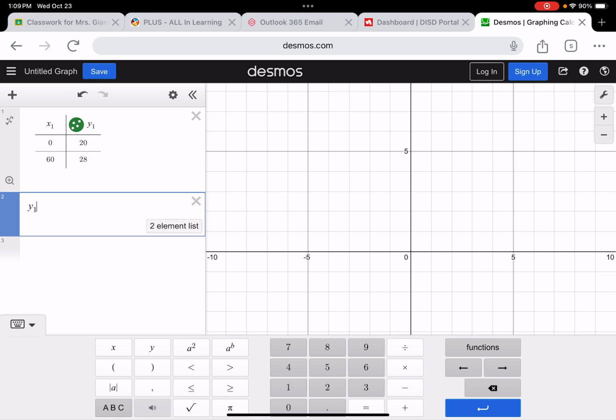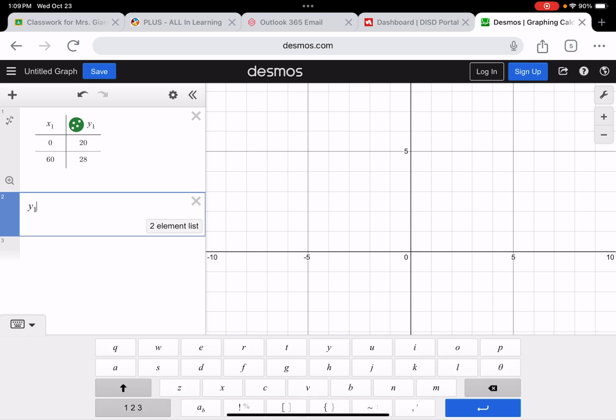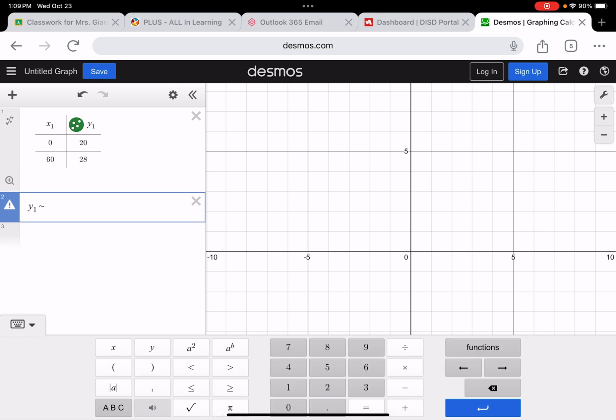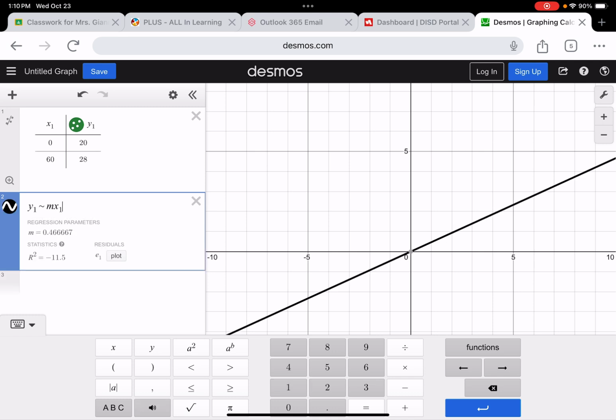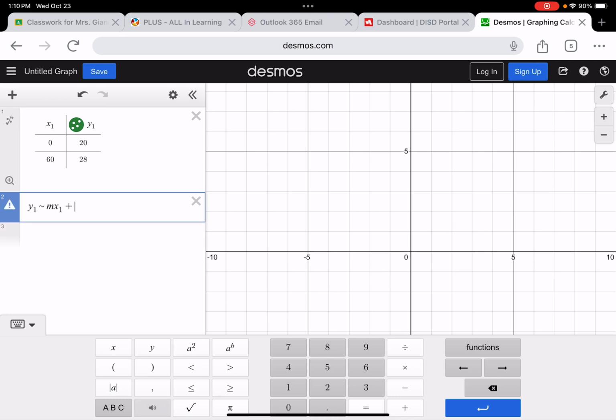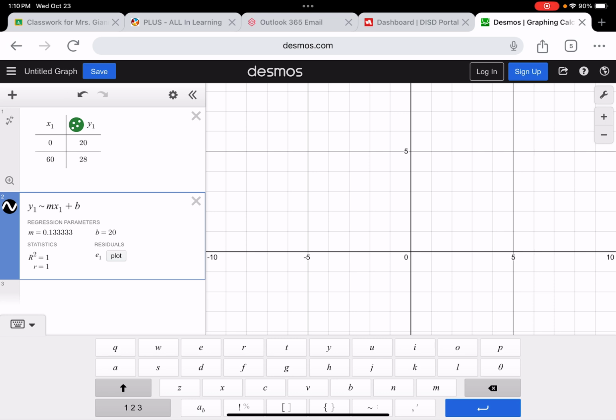And I can't type in equal to because I don't actually know, like I'm working backwards to solve. So I'm going to type in the tilde. And then we have m x1, because again, in this table, we don't just have x, we have x1, plus b. Okay, so from here, you can see that m is 0.133, b is 20, right?